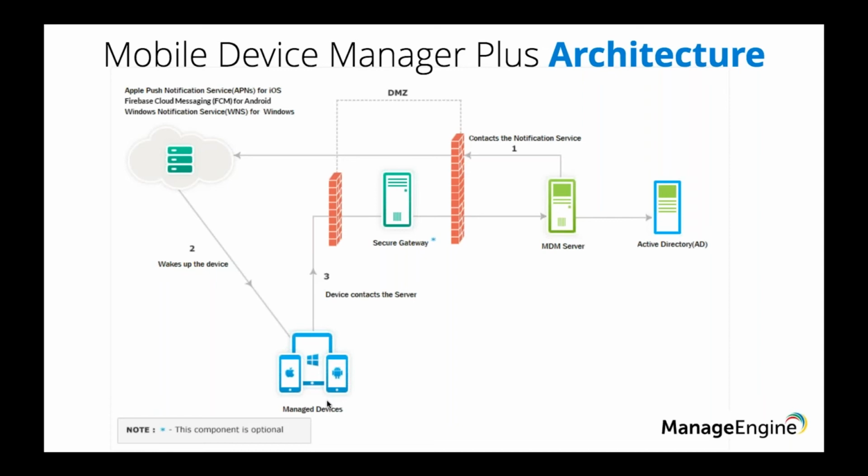For those of you who are worried about exposing your MDM server to outside networks such as the internet, you can optionally configure a secure gateway. Secure gateway, as the name suggests, ensures that all the incoming communications are routed through it before reaching the MDM server, thereby adding an additional layer of security. You can also configure Active Directory for authentication purpose. In case you plan on using MDM Cloud, you need not worry about any of these.